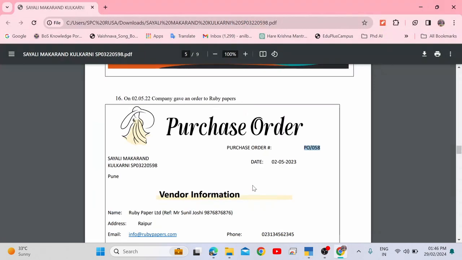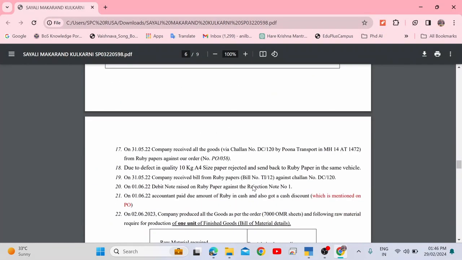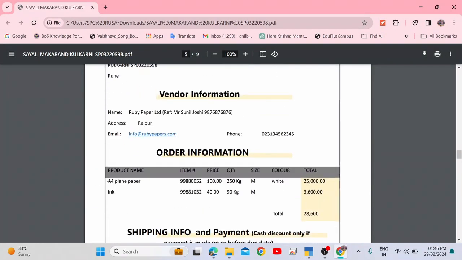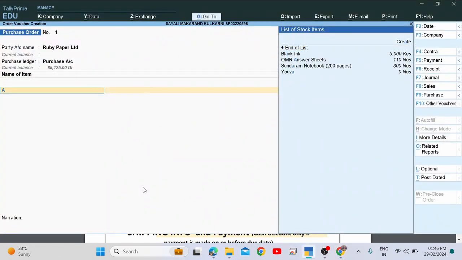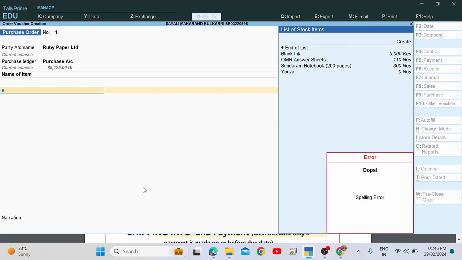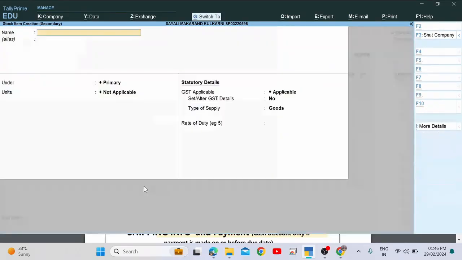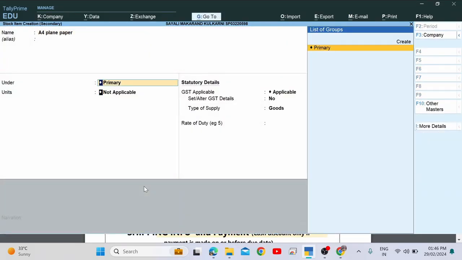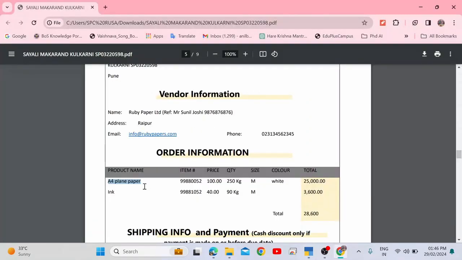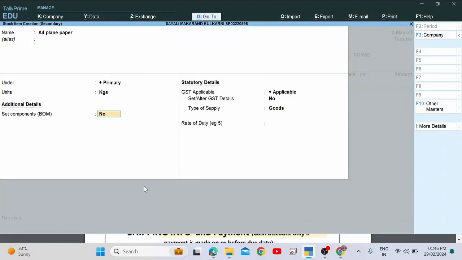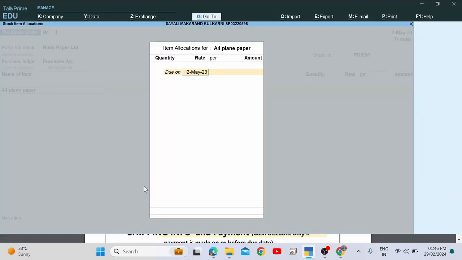And then name of the item, what you are purchasing here. If you analyze this order, you will understand that you are purchasing A4 size. Now select A4 size. Do you have A4 size paper in the list? If you try to type, you will not get it. We don't have that, just copy it. Now Alt+C, Ctrl+V, primary, and then unit: you will get the paper in kg, therefore select kilogram here. Set components, no, accept it.